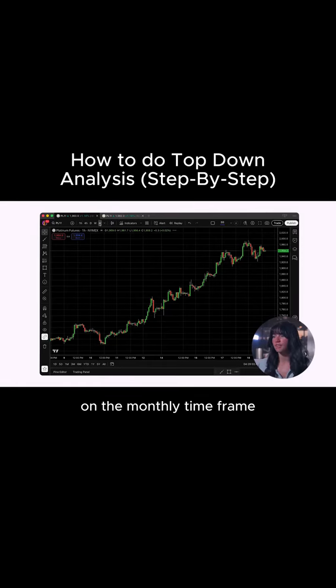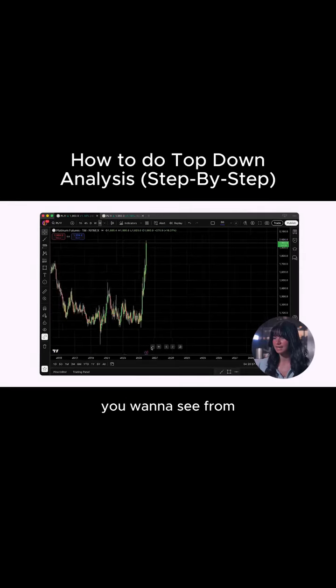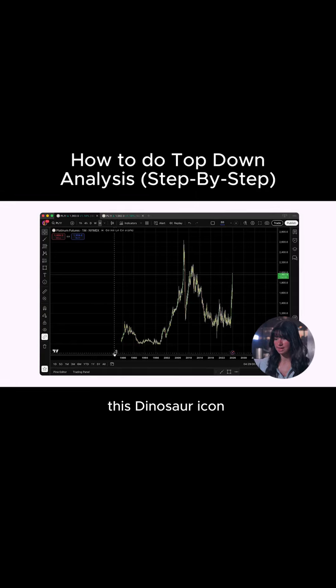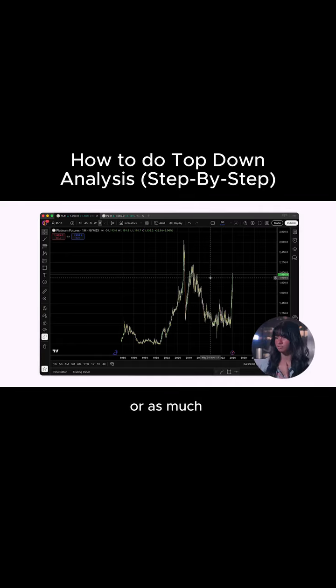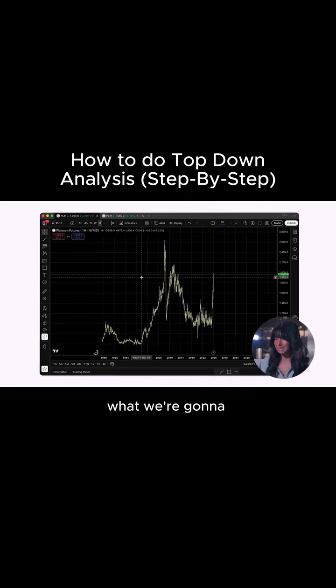We're going to start on the monthly time frame. You want to see from the very beginning, looking at this dinosaur icon on TradingView, the very beginning to real-time price action. We want to see everything that's happened. We want all or as much context as possible. What we're going to do is mark up bullish and bearish trends on this chart.